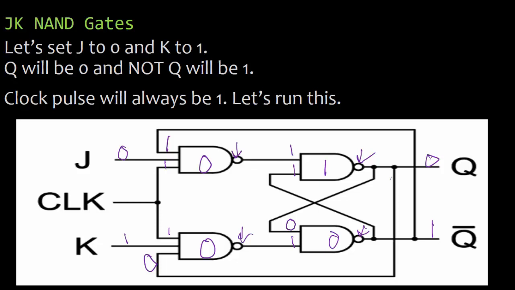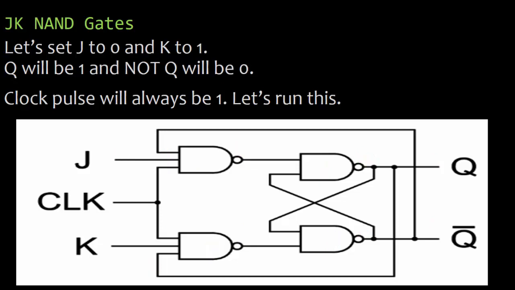But what if J is 0, K is 1, and Q is 1, and not Q is 0? What if we have it different this time? Will we still get the same result? And I think by this point, you should start knowing if we're going to get the same result. So we can go ahead and run J.